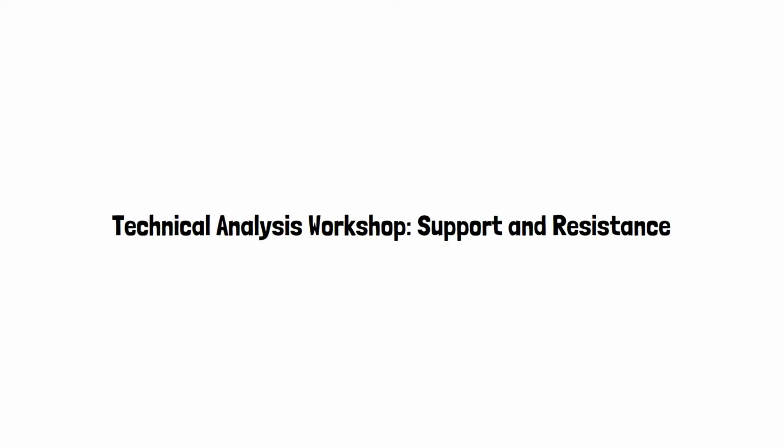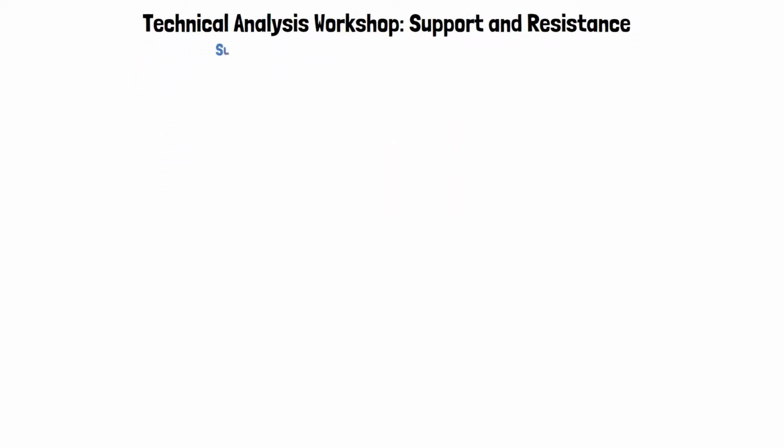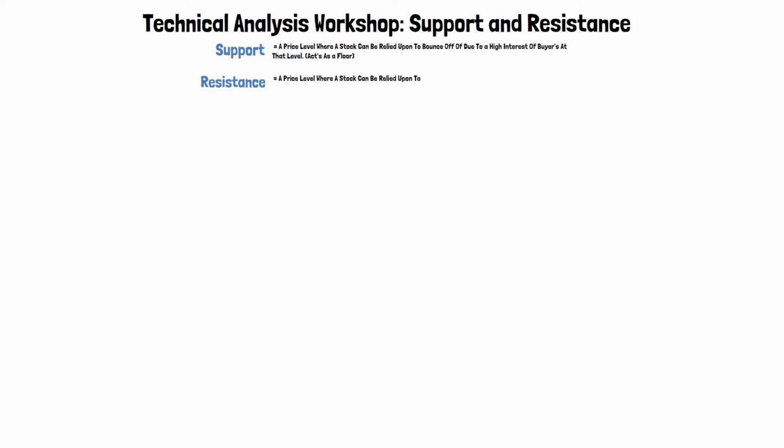In this lesson, we are going to be talking about using support and resistance zones together as one. As stated before, a support is a price level where a stock can be relied upon to bounce off of due to the high interest of buyers at that level. But in this case, I want you to think of support as a floor you're standing on. And when we talk about resistance, which is a price level where a stock can be relied upon to bounce down from due to high interest of sellers, I want you to think of that as the ceiling you're under.